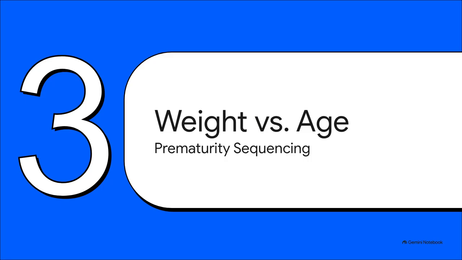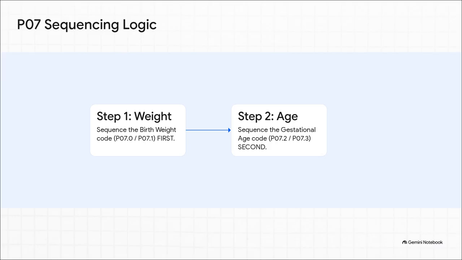All right, Section 3, the hierarchy. Let's break down prematurity and birth weight sequencing. When you're working with Category P07, CMS does not leave room for guesswork. They mandate a very strict conditional logic. If your provider documents both the birth weight and the estimated gestational age, you absolutely do not get to pick which one goes first.